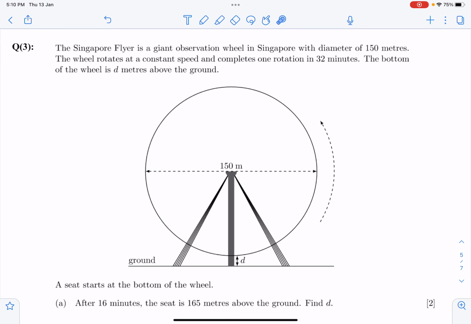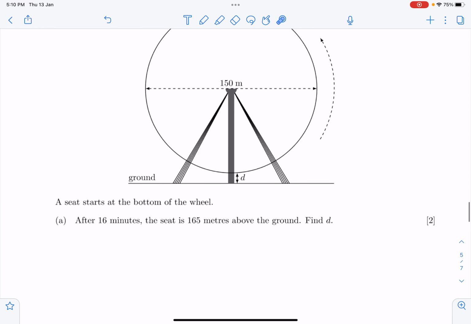The bottom of the wheel is d meters above the ground. So please remember that, okay? Now you have to find, let me go down, a seat starts at the bottom of the wheel. After 16 minutes, the seat is 165 meters above the ground. Find the value of D.